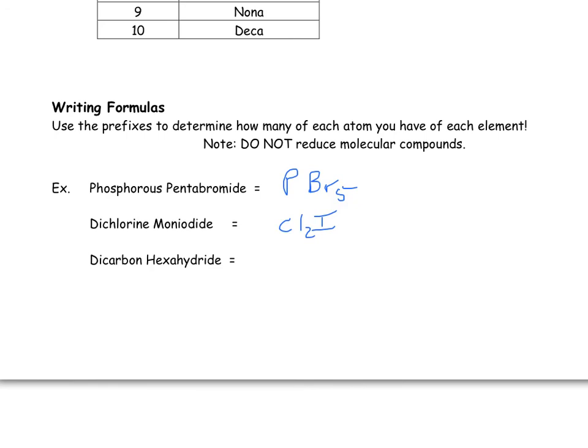Dicarbon hexahydride. Carbon is the symbol C, and hydride is the element hydrogen, H. The di means that I have 2 carbons, and the hexa means that I have 6 hydrogens. The final answer is C2H6. Do not reduce this to CH3. Try out the homework worksheet on writing names and formulas for compounds.